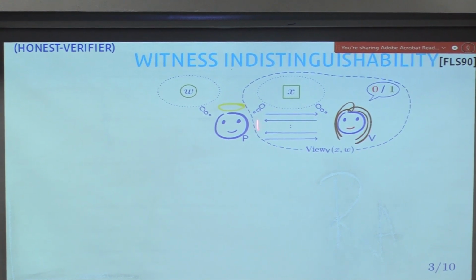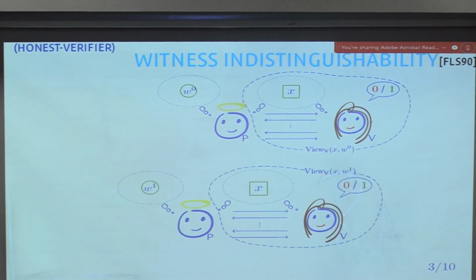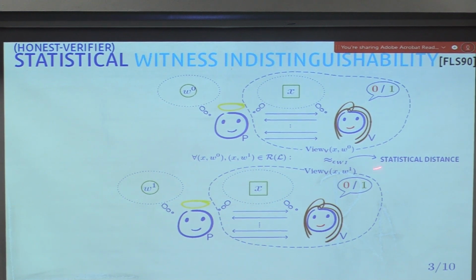So the instance, the messages, and also its coins. Okay, and witness indistinguishability, WI, says that for any instance X and witnesses W0, W1, the distribution of the views when the prover and verifier interact with X and W0, and the prover and verifier interact with X and W1, are indistinguishable. We want this indistinguishability to hold in a strong manner. So we are talking about statistical indistinguishability here, so these views are statistically close.